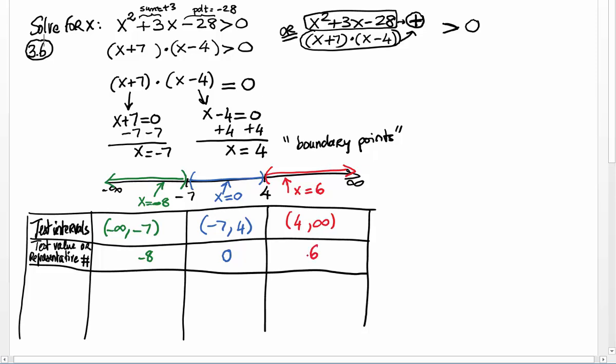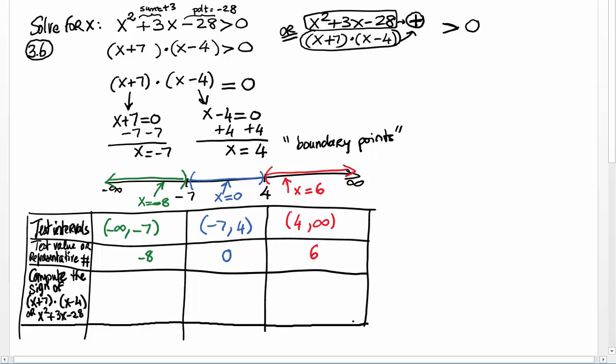Okay, so let's go ahead and do the following next. Let's take a look at what we have in mind by picking those values. We're going to compute the sign of the quantity, and let's write it in factored form because it's friendlier, x plus 7 times x minus 4, or if you wanted, the quantity in expanded form, x squared plus 3x minus 28, which is a little bit more work. So we're going to compute the sign for each one of those test intervals using the test value that we selected.